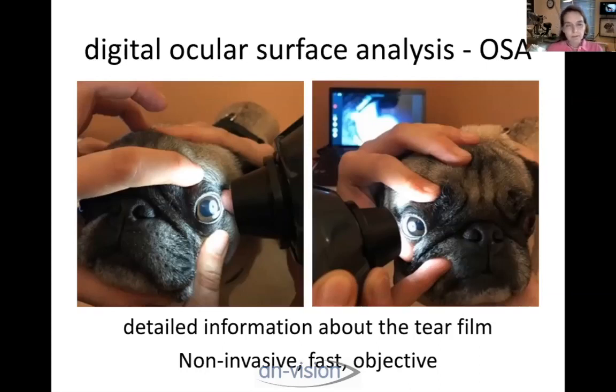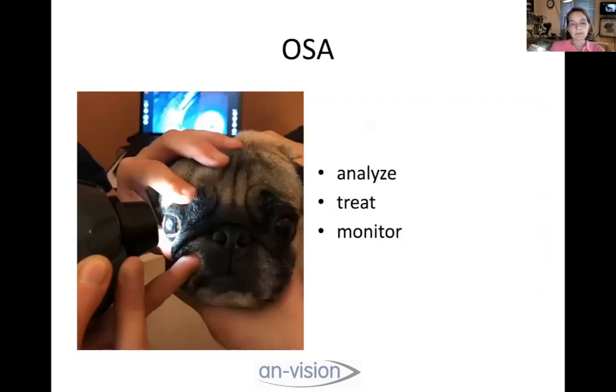In my hands. So if we look at the digital ocular surface analysis, you get more detailed information about the tear film. It's non-invasive, it's fast once you get used to the software, and it gives you more objective results than, for example, the classic tear breakup time, or the Ferning test or anything like that.